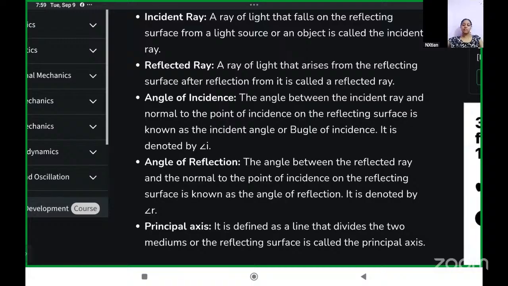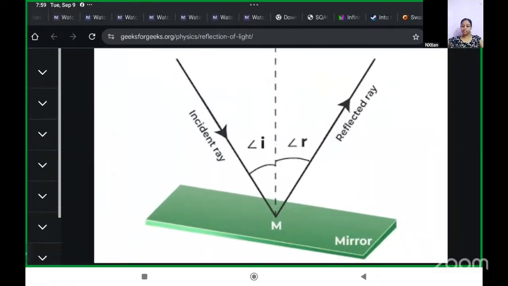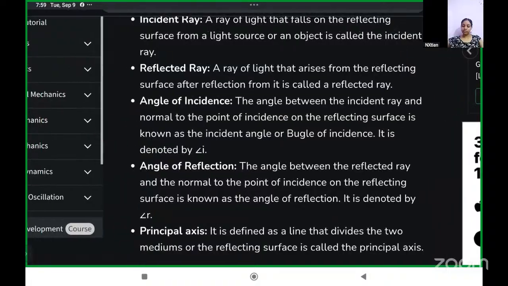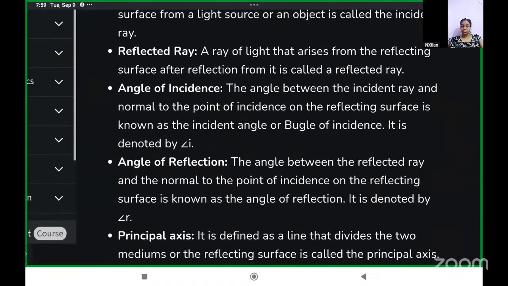Ma'am, the angle of incidence, can't I just write the angle formed by the incident ray and the normal line? Yes, Abraham. The angle formed by the incident ray and the normal line. I missed writing incident ray.